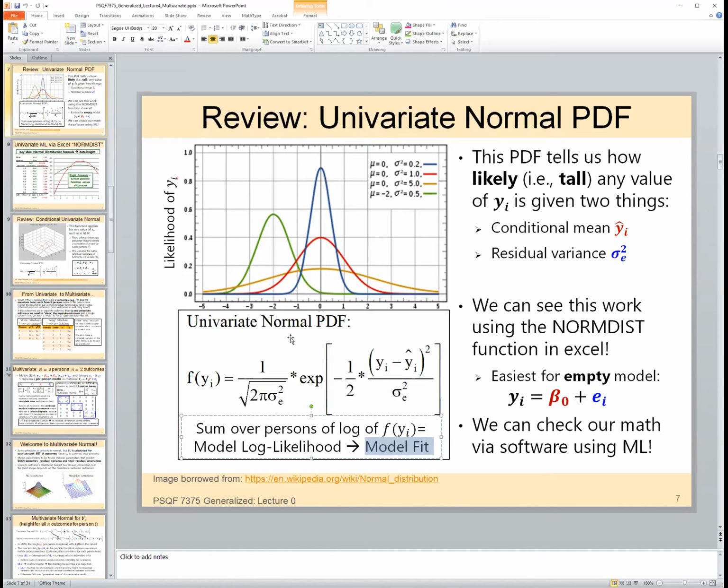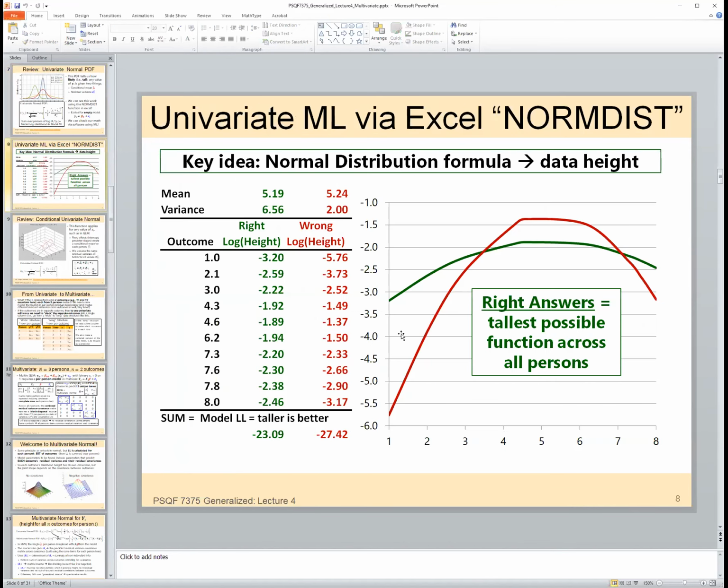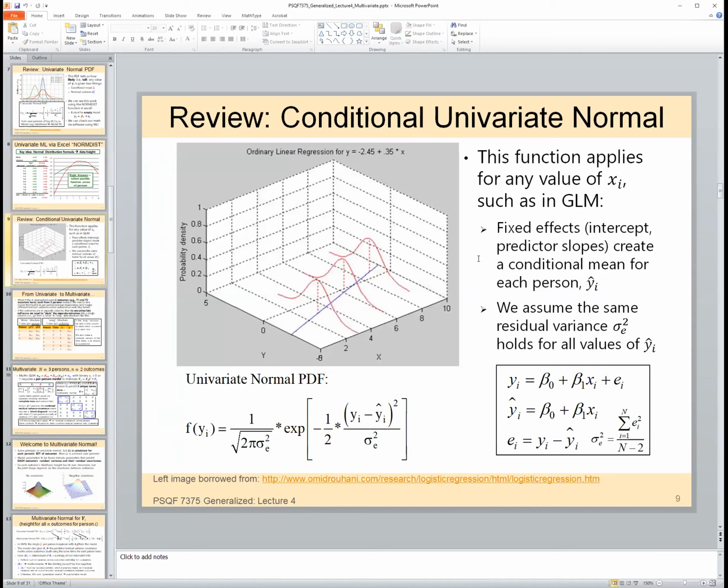But point being, each person has one number that summarizes their height, and we sum across persons those log likelihoods, assuming they're independent. Easy peasy. So here's a visual. I think I've showed you guys this before. The idea is that the answers that are right, in this case from an empty model, the green line, are the ones that across everybody make the sum of their data, their heights, the tallest. So the red line is not the right mean or the right variance. It gets taller for some people, but not everybody. And so it tries to figure out what values make the combined function the tallest.